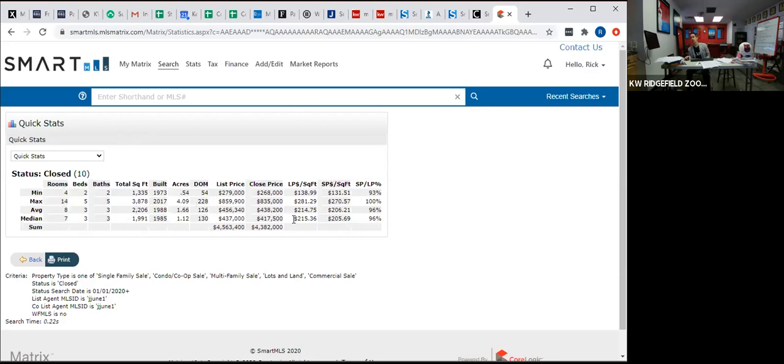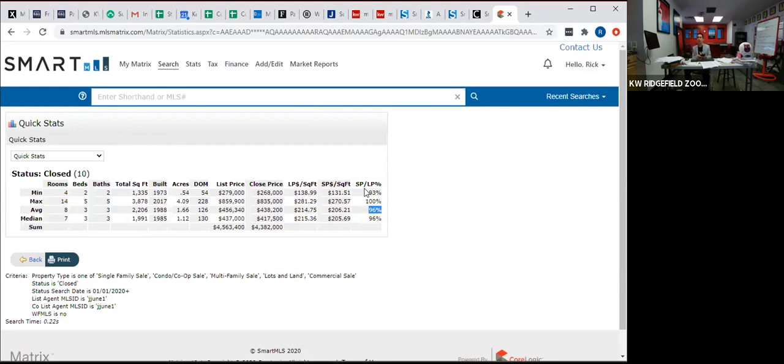So from here, you can now determine a bunch of things. It gives you your average days on market as an agent, right? In this scenario, that number is 126 days on market. It gives you your list to sale ratio, right? 96%.